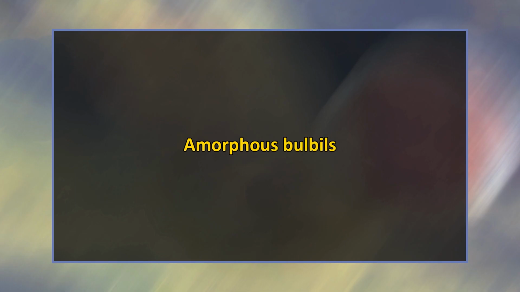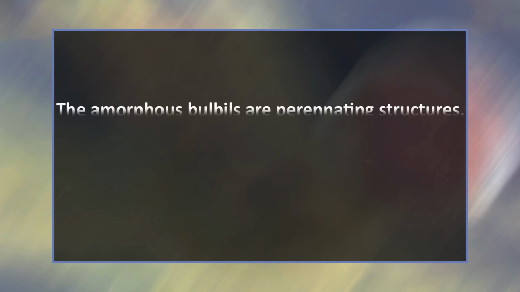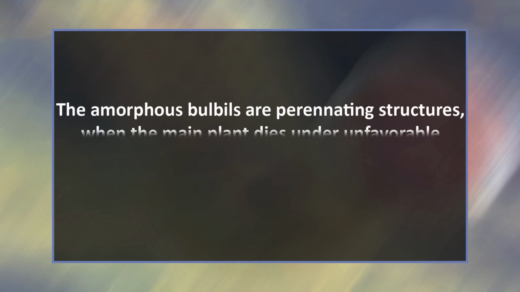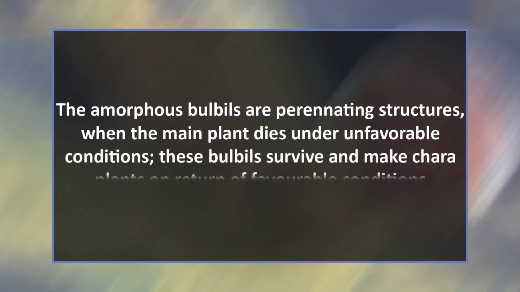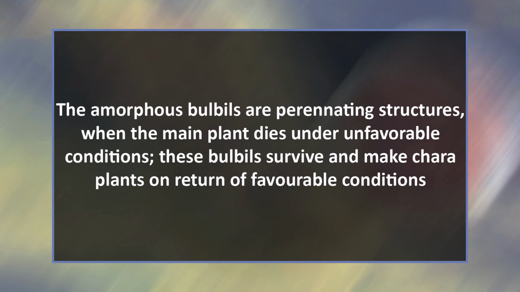Third, amorphous bulbils. The amorphous bulbils are a group of many cells irregular in shape which develop on lower node of main axis, for example, Chara delicatula, or on rhizoids, for example, Chara fragifera and Chara baltica. The amorphous bulbils are perennating structures. When the main plant dies under unfavorable conditions, these bulbils survive and make Chara plants on return of favorable conditions.